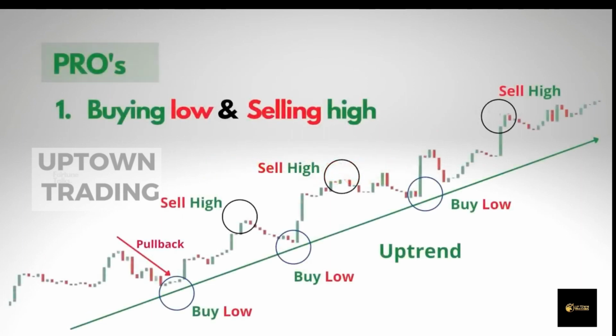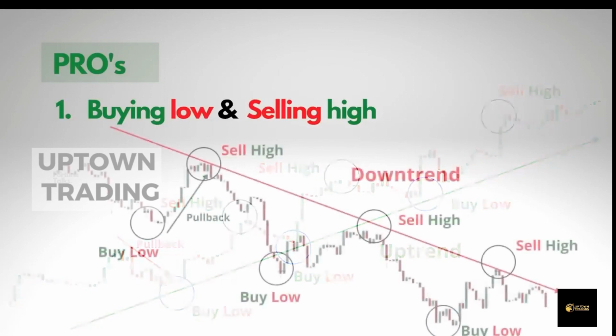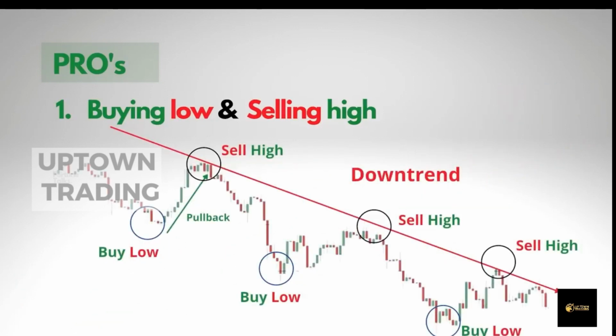With pullback trading, you are basically buying low and selling high. For example, if you are trading pullbacks in an uptrend, you are basically buying at lower prices and the intention is to sell higher. And if you are selling a pullback in a downtrend, you are basically selling at higher prices so that you can buy back at lower prices.